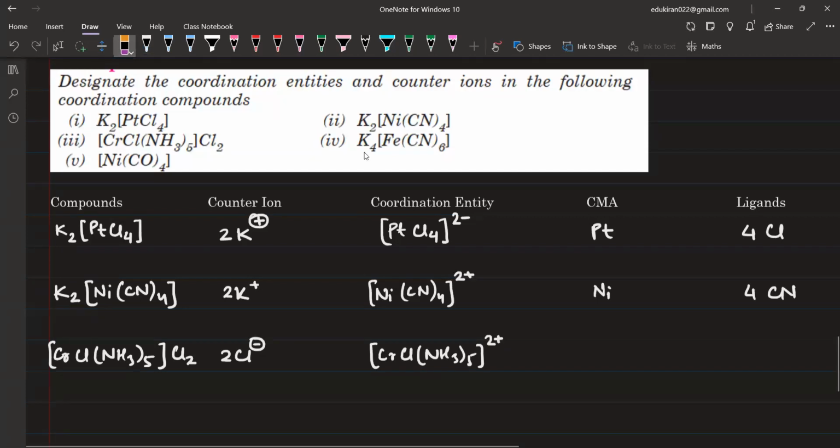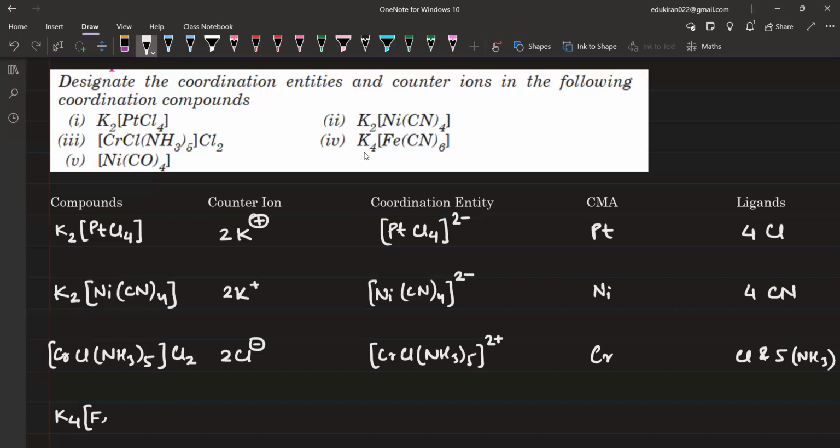Oh, we made a mistake in the previous one, it will be 2 negative. Yes, sir, that's what I was saying. This will be 2 positive, and the central metal atom will be this chromium atom, the first atom. The rest of them, that means we have 1 chlorine and 5 NH3, 5 ammonia molecules, these are the ligands. Then we have the fourth case in which we have K4.